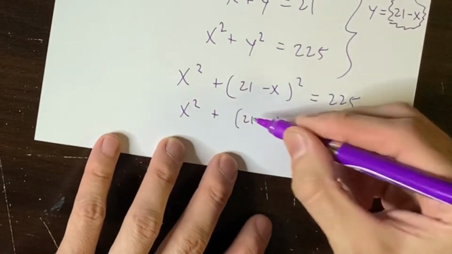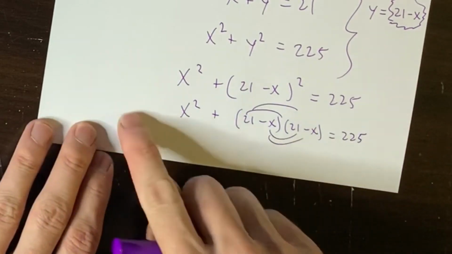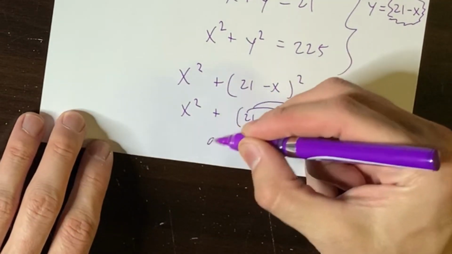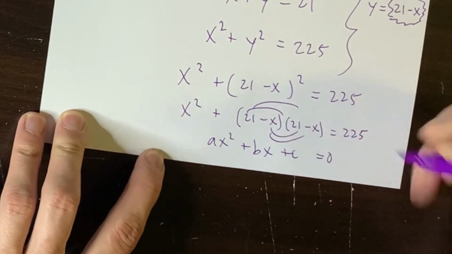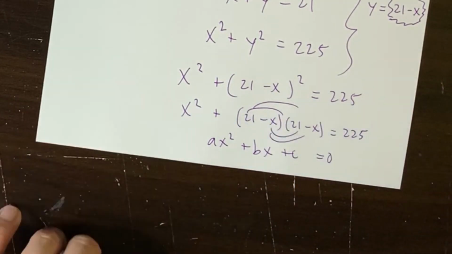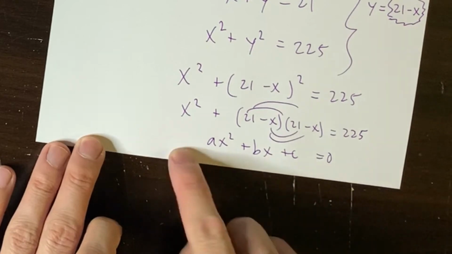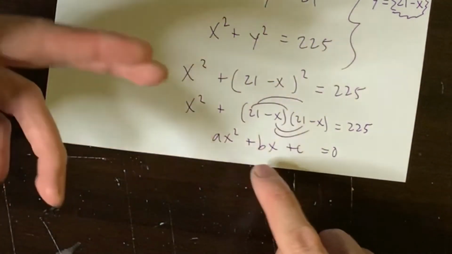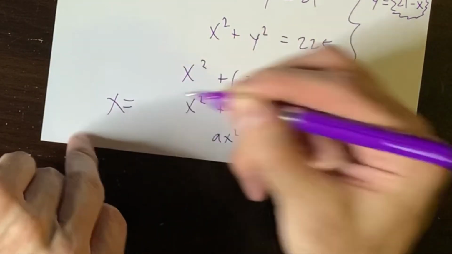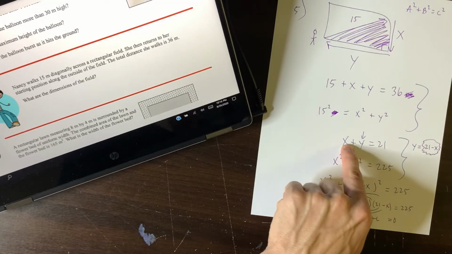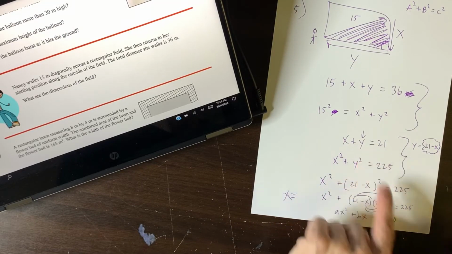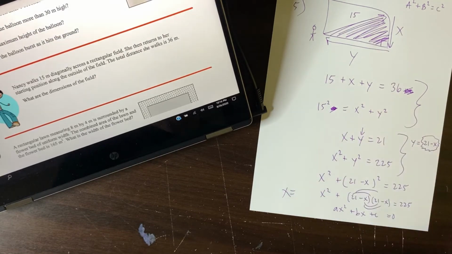And let me just say this. You can go like that. You can combine like terms. You can get it into ax squared plus bx plus c equals 0. You'd have to subtract the 225 at some point. And then you can solve that equation by using the quadratic formula. And that'll tell you what x is. And then whatever x is, you can plug it in here to find the value of y. So there's more to that, but try that if you'd like for number 5.